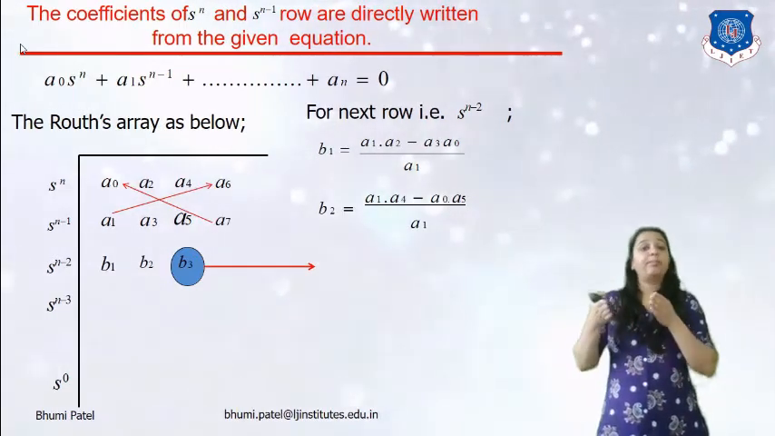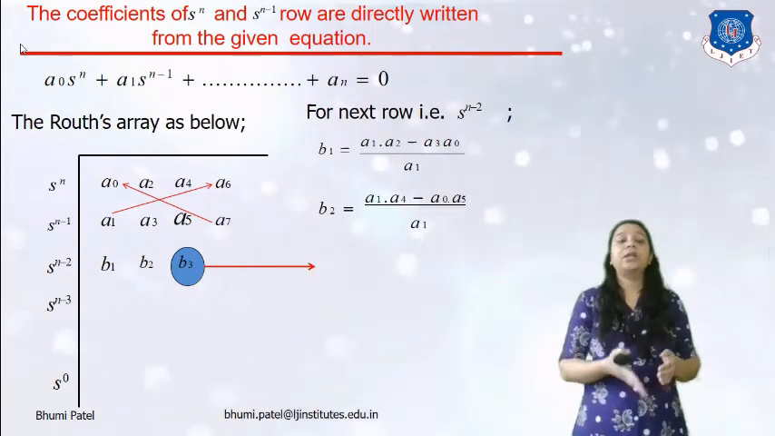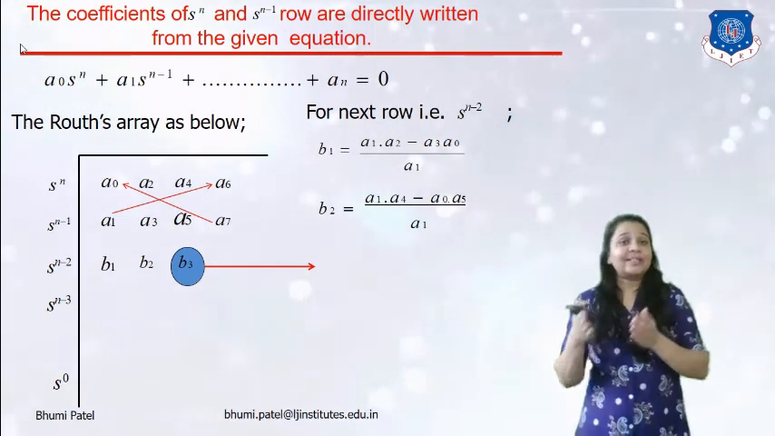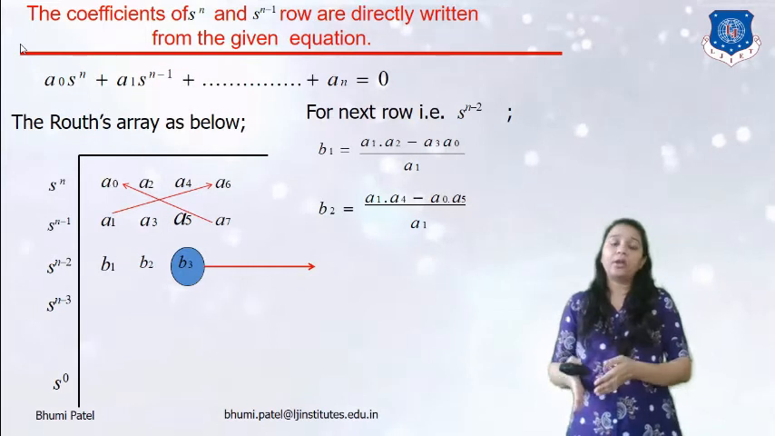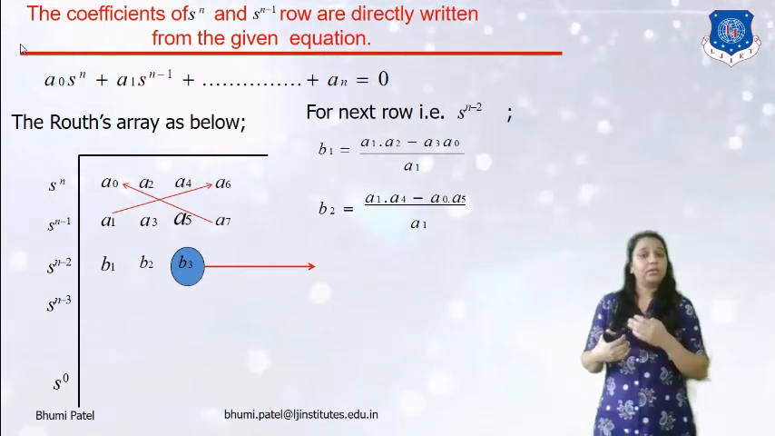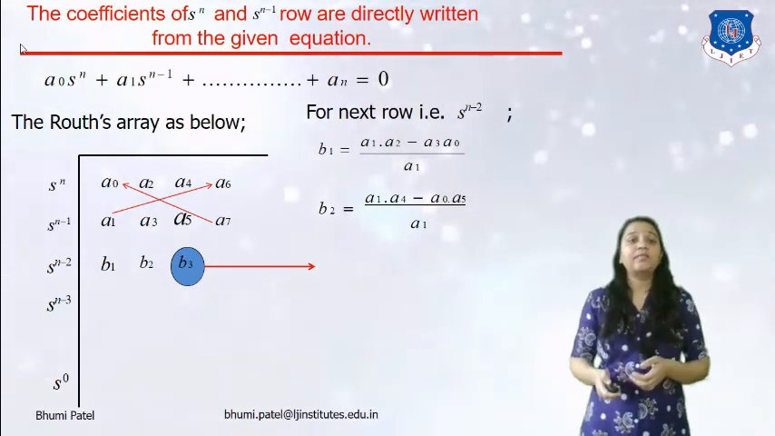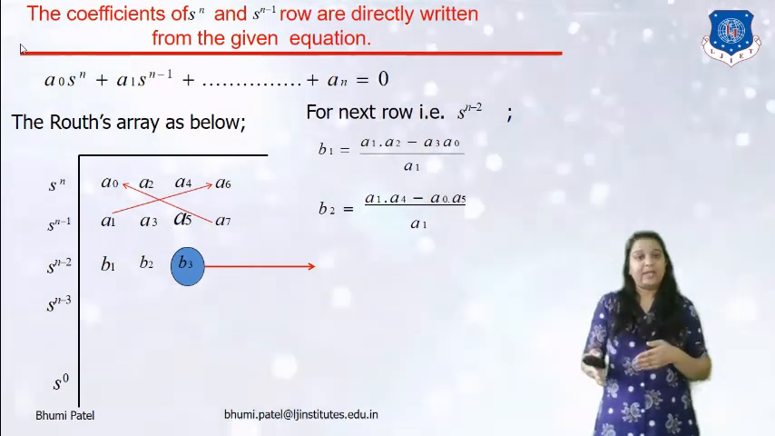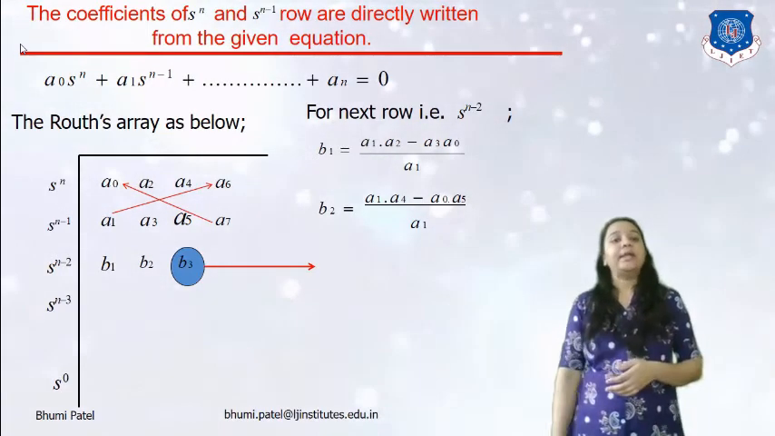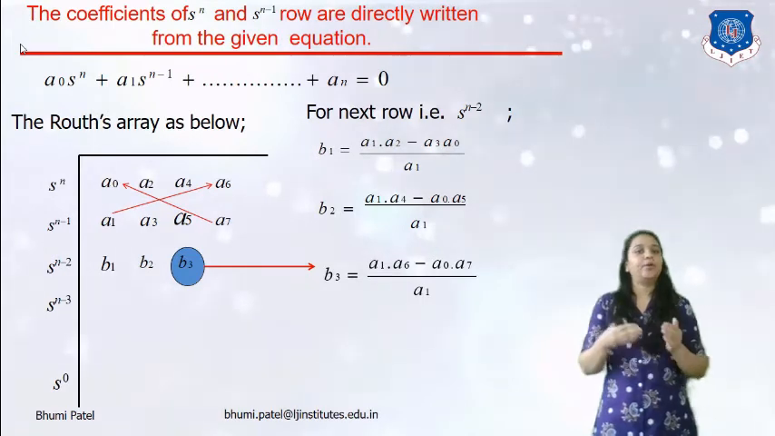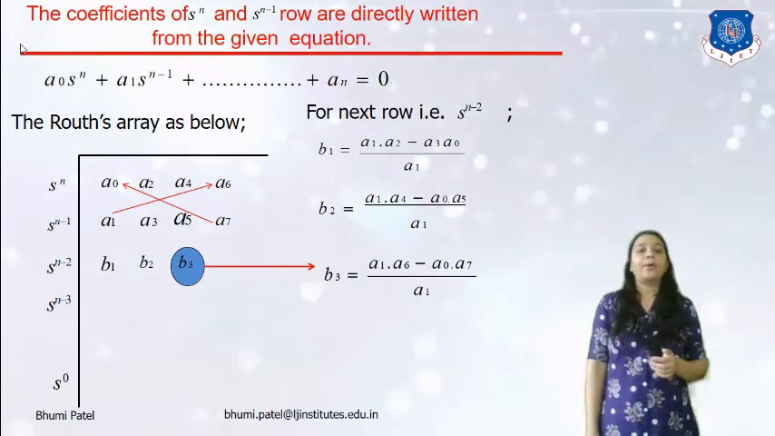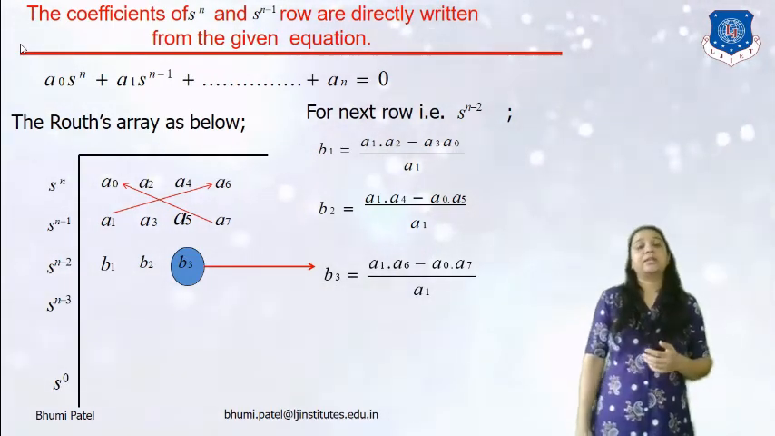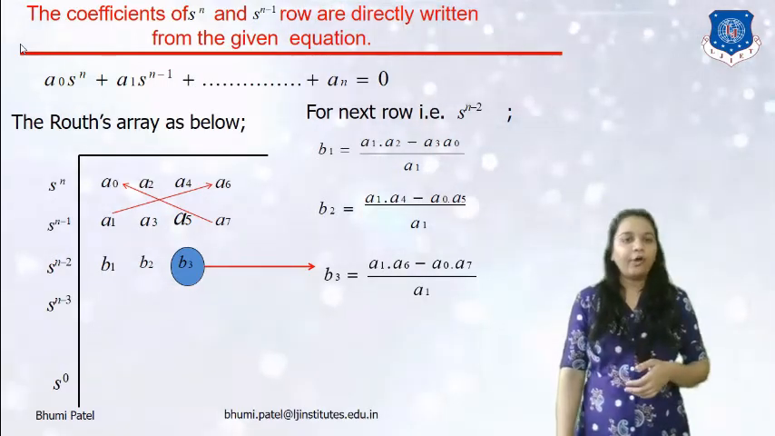Okay, now next we have to find the value of b3. For this b3, we consider the first column, we skip the second and third columns, and we consider the fourth column. So the equation becomes the cross multiplication of a1 into a6 minus a0 into a7, upon a1. Okay, so this is the value of b3.